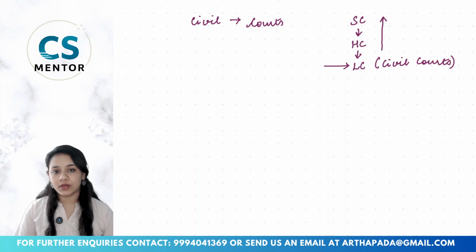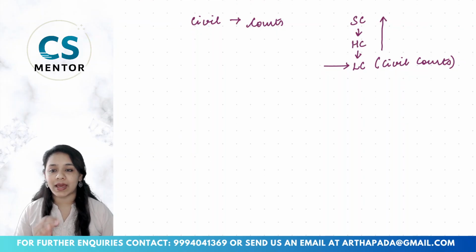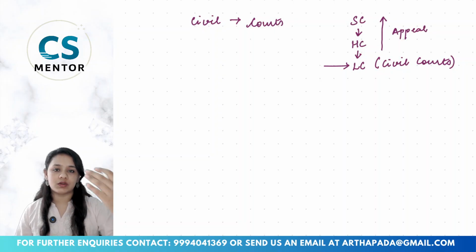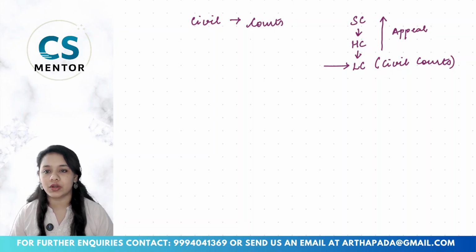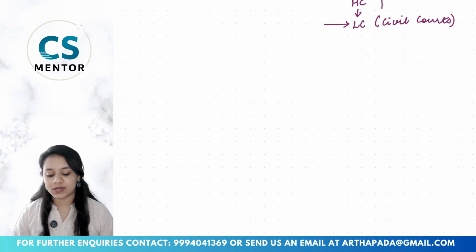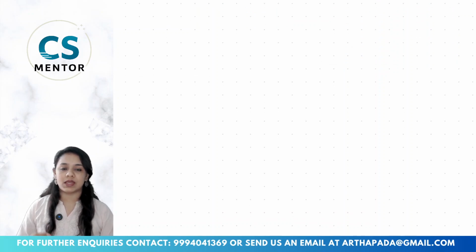So you always approach the lowest court first, and then you go on appeal to the High Court, and then you go on appeal to the Supreme Court or the higher court, basically, depending on the law that you are referring to. So, keeping this in mind, let's now try to understand what is the process that happens in a court of law.